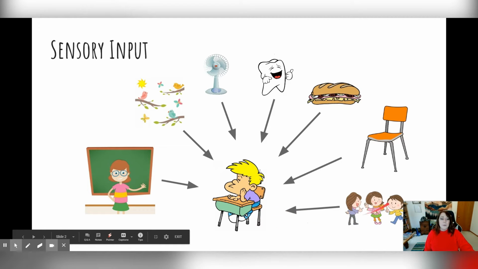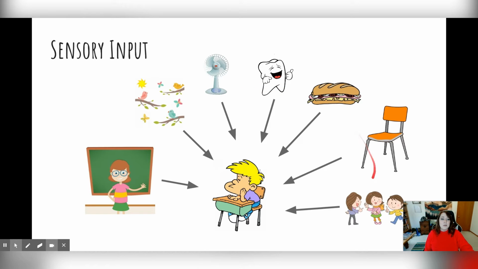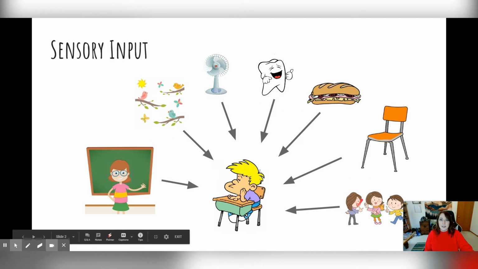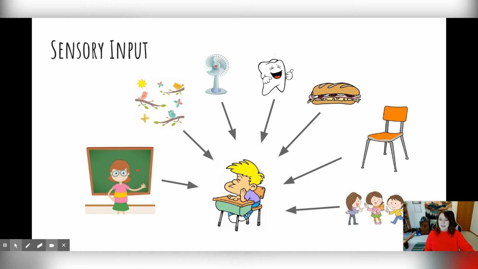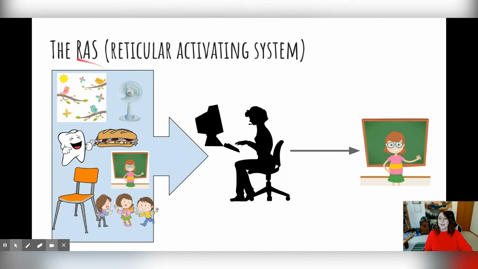What in the world are you supposed to do to control what your brain focuses on? How does your brain choose to focus on this, your teacher, rather than all of this other stuff going on? Well, that's what we're going to learn about. So we have a system in our brains called the RAS. We're just going to call it the RAS, but it has this big, long, fancy name called the Reticular Activating System. You don't have to remember that. Just call it the RAS.